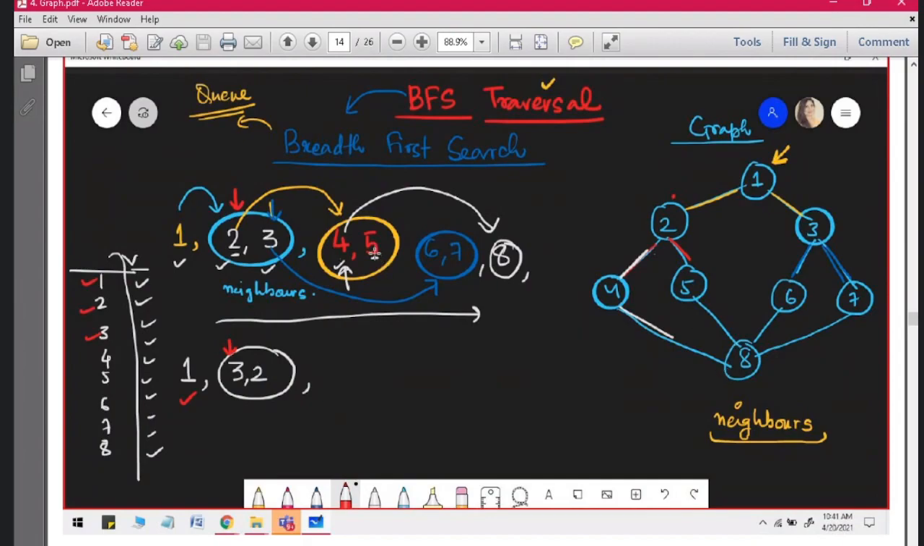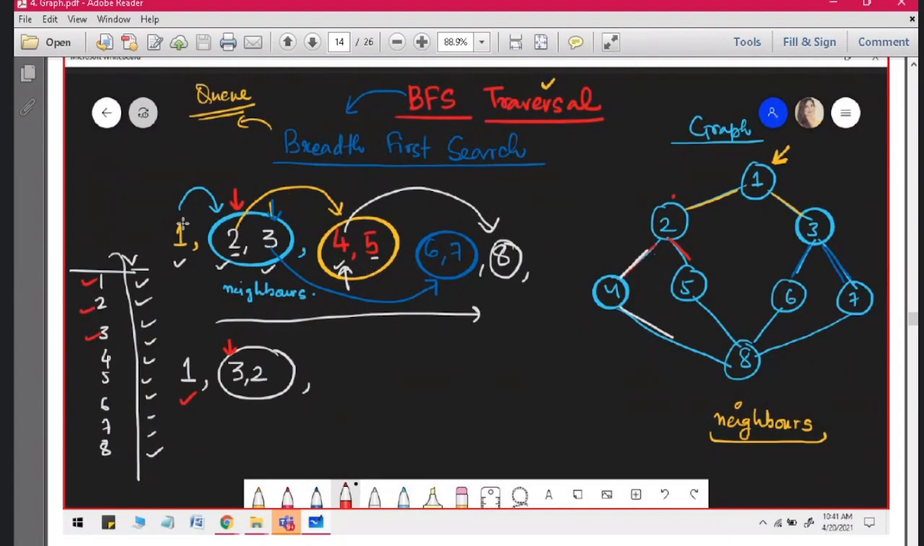Now I'll pick 5 and see if any particular neighbor is visited. So neighbor of 5 is 2 and 8, which is already visited. Neighbor of 6 is already there. 3 and 8 is already traversed. Neighbor of 7, that is 3 and 8, is also traversed. So we can say that all the nodes have been traversed. So this is BFS order.